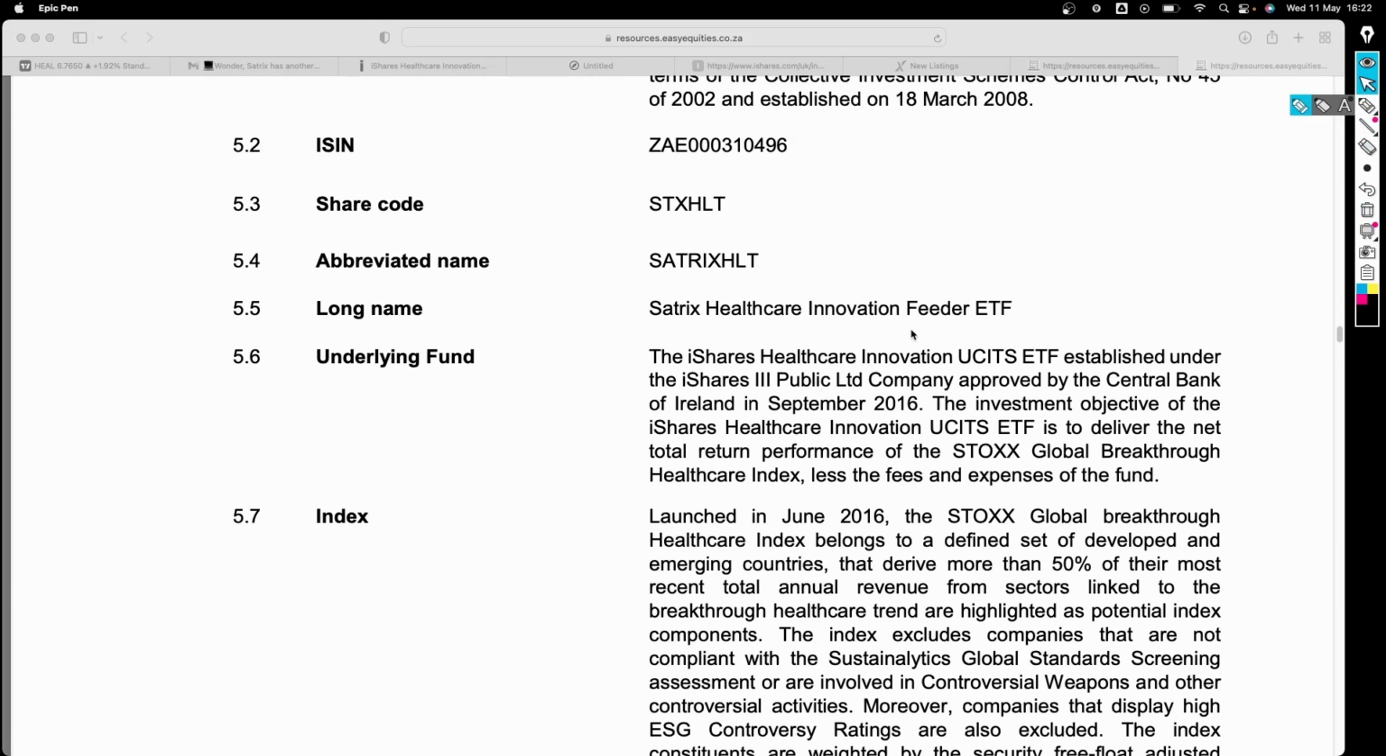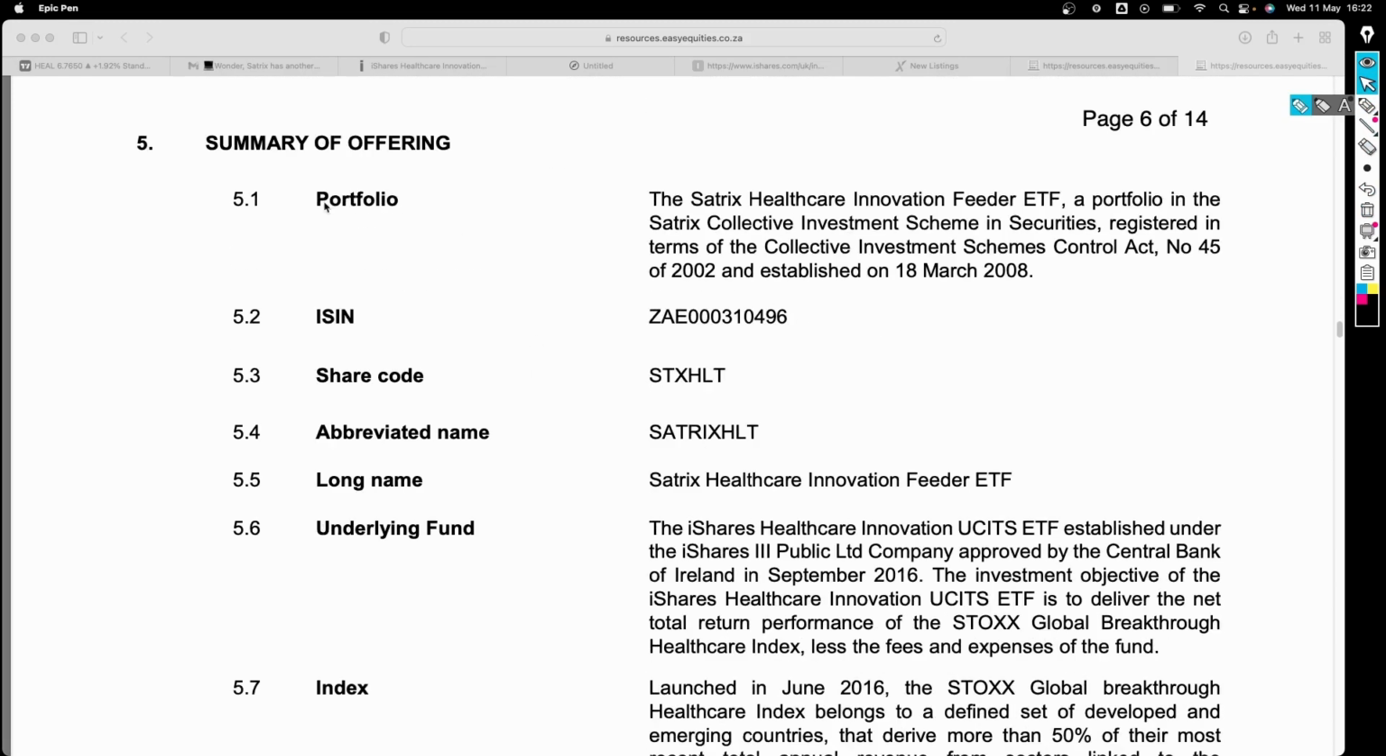Okay. So now when you go there, they also give a summary of the offering. What the name of the ETF is, the Satrix Healthcare Innovation ETF, and then it is registered as a Satrix Collective Investment Scheme. It is registered in the JSE. The share code is going to be STXX HLT. So it's Satrix Healthcare.